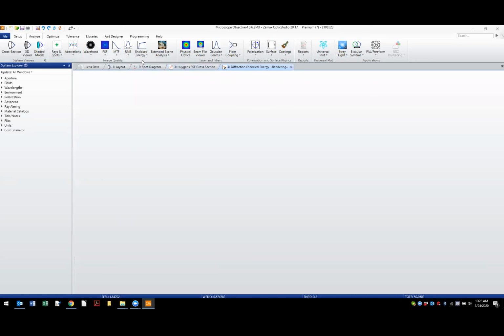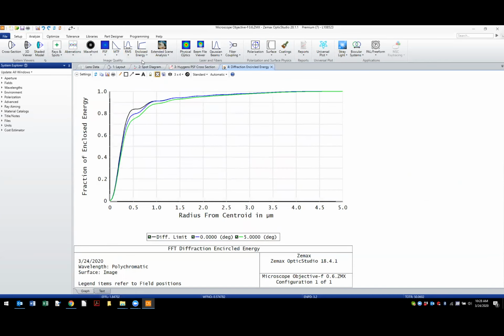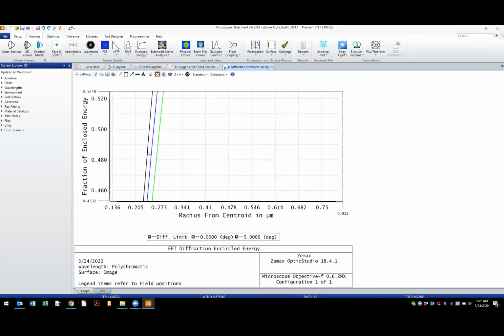Then let's do diffraction and encircled energy. And the thing you should notice is that while none of these patterns exactly match the diffraction limited prediction, they get pretty close, all right? They are very close, and they only really differ far out in the tails. If you look at where half of the energy goes, here's the diffraction limit, here's the on-axis, here's the off-axis.